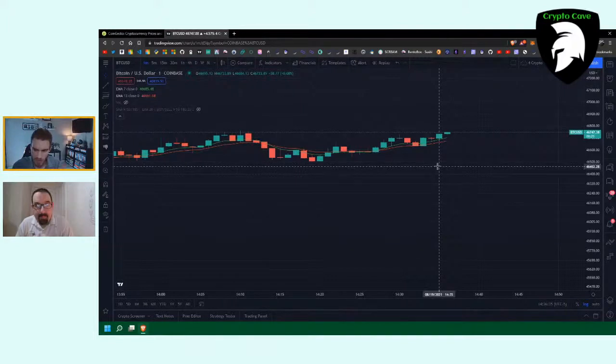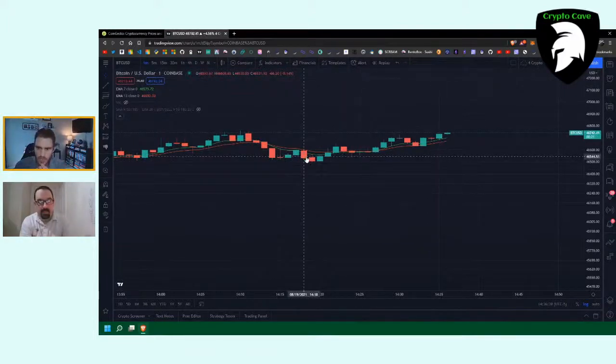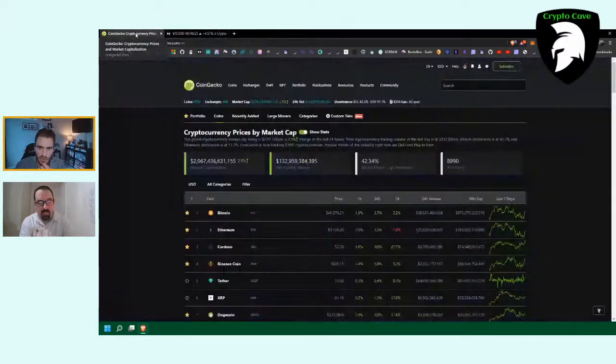Okay, good. So that's what I wanted to cover on just indicators and using TradingView, which, if I had to suggest something, I'd suggest just stick with TradingView. It's really fantastic. And then for getting data, CoinGecko is great.